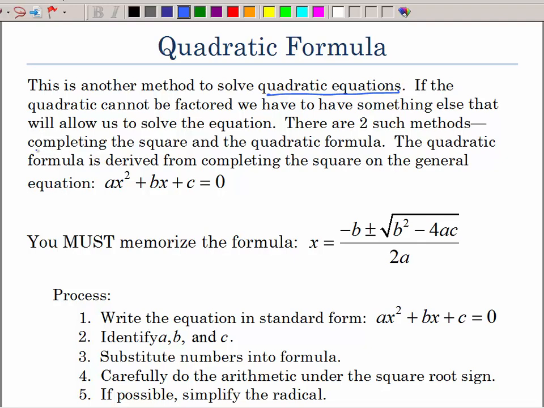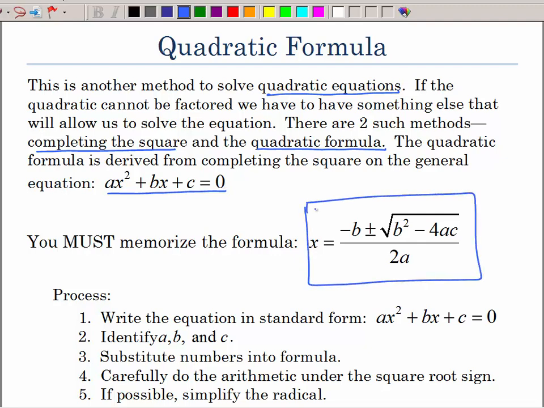There's two such methods we can use: completing the square, which we will learn in another video, and the method we're going to look at right now, the quadratic formula. You can derive the quadratic formula from completing the square on the general quadratic equation of ax squared plus bx plus c equals 0. The formula that you get is right here, and you have to memorize it.